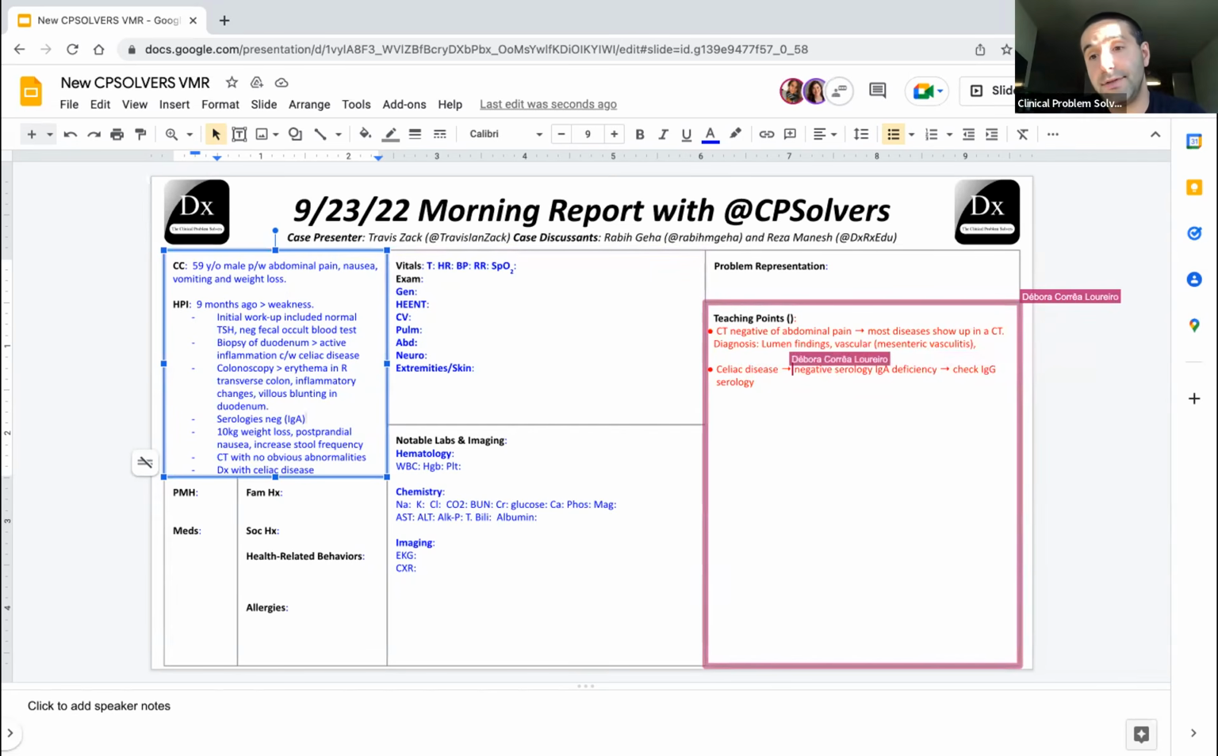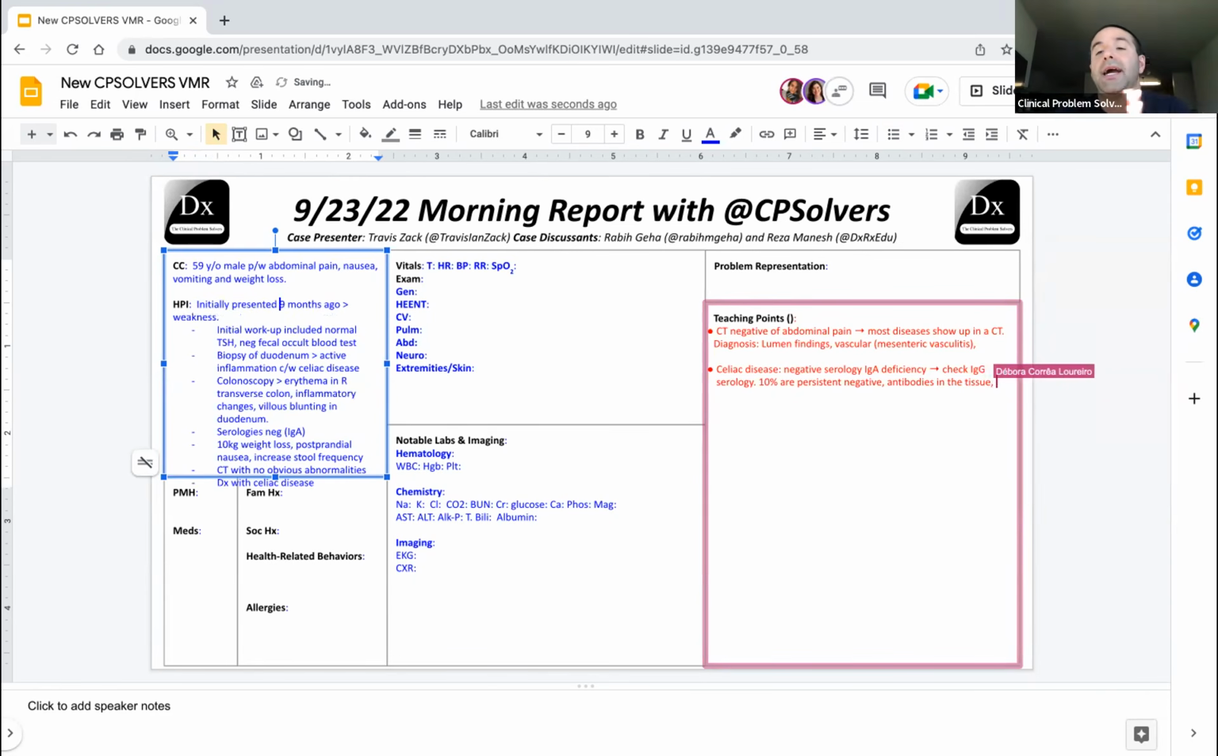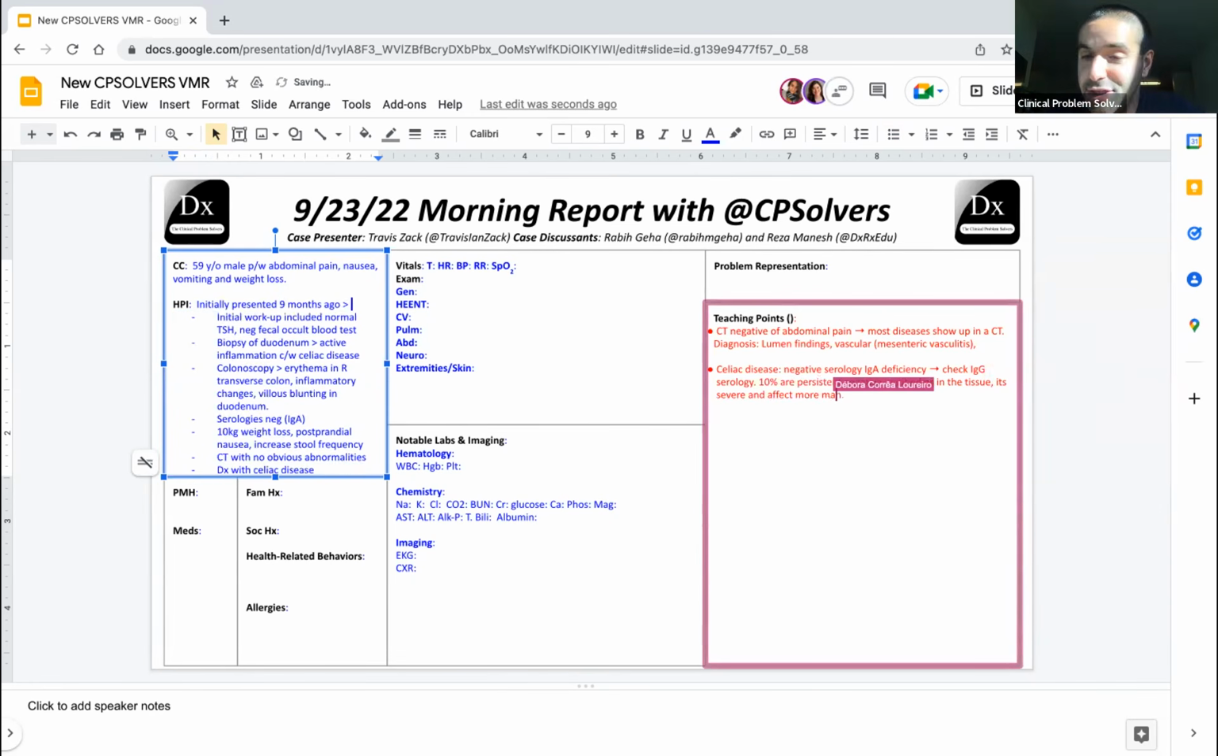About 10% of patients have persistently seronegative celiac disease. They don't have any positive serologies. And the way you know those patients have celiac disease is they have tissue histopathology positive for antibodies. So those antibodies are not circulating in the blood, but you stain them in the tissue itself. And the thing about seronegative celiac disease is that it tends to be pretty severe, and it tends to affect older men more than others. So if we're in the space of, hey, I'm worried that this patient has celiac-like disease, but it's seronegative, I would check IgG serologies, and I would ask the pathologist to see if they can stain those antibodies on the tissue. That's a way around it.